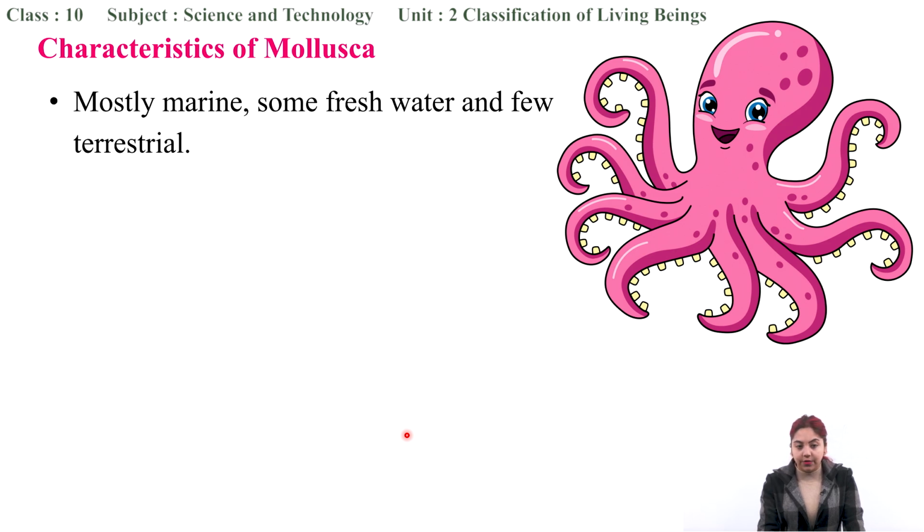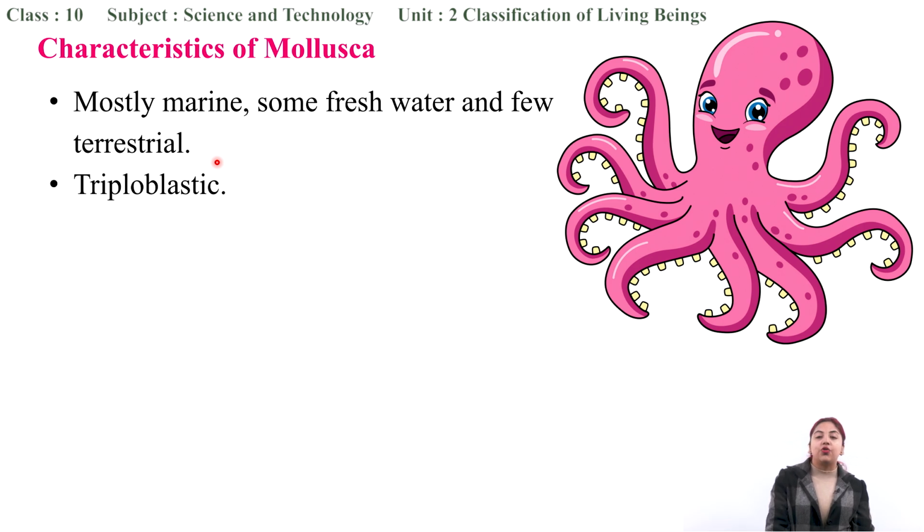So the first characteristic is they are mostly marine. Some of them are freshwater and a few are terrestrial. The marine means they live in which kind of water? Yes, salty water. And fresh water means the water that has less amount of salt in it. And few of them are terrestrial, such as snails and slug that you can see around you. Those are the terrestrial organism that belongs to the phylum Mollusca.